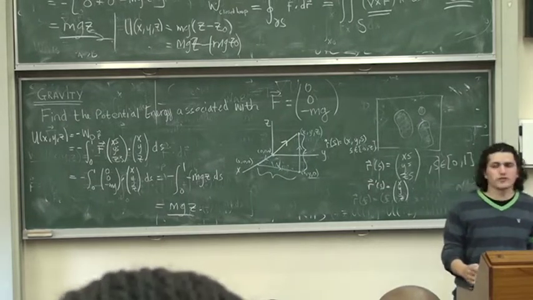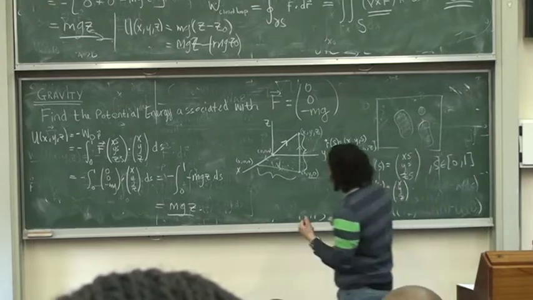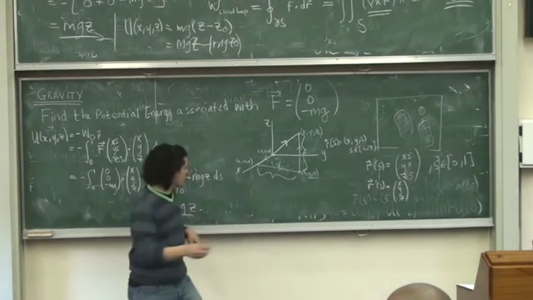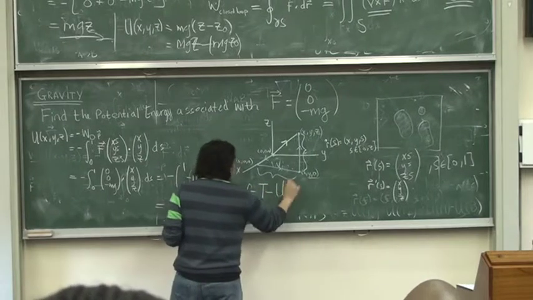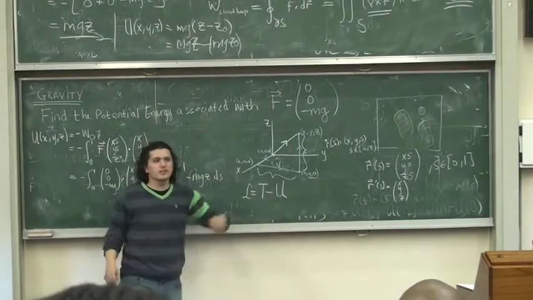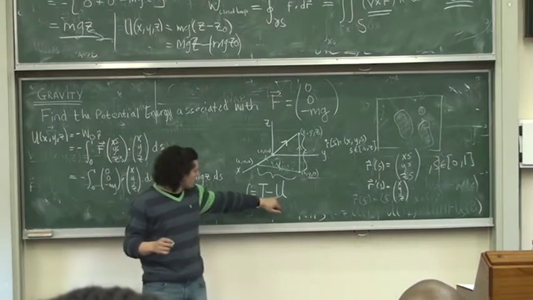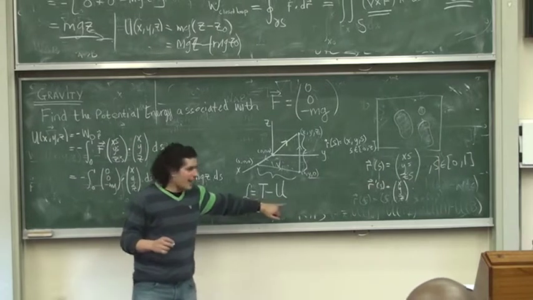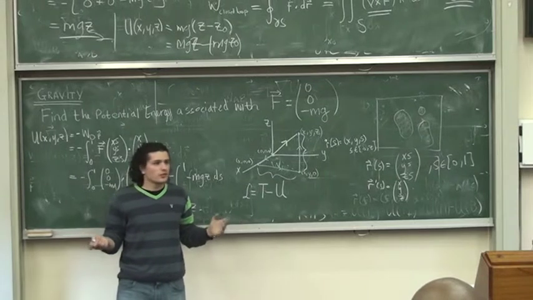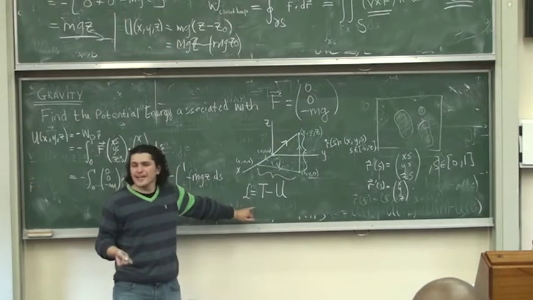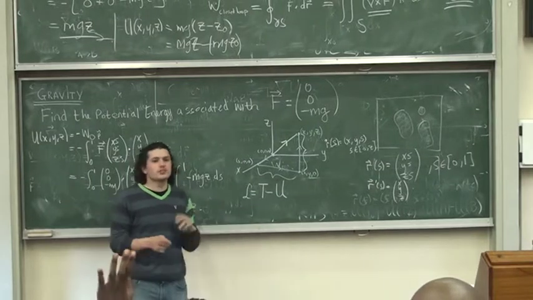Also, when a force is conservative, remember that you can write down the Lagrangian for that force, L is T minus U, and then you can write the Lagrange equation just by knowing U, which you're now able to compute, and T, which you were always able to compute. So we can compute this thing called L, and we can solve any system.